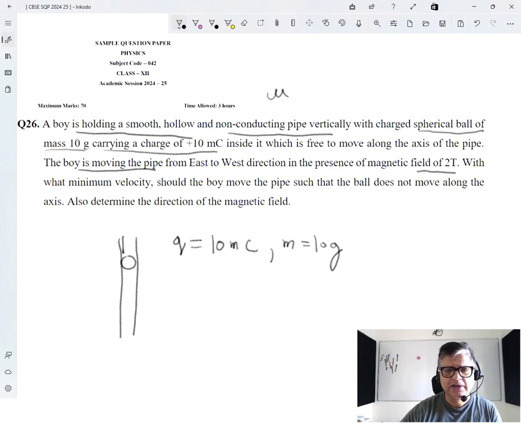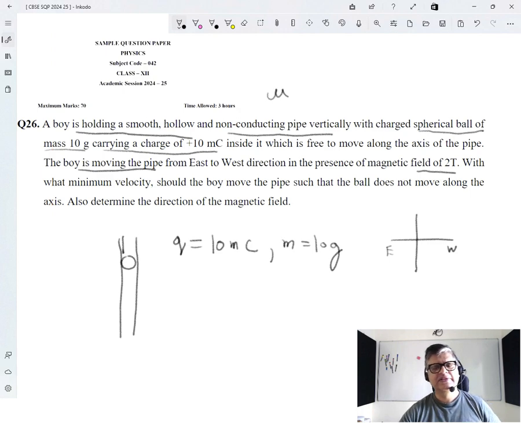So if I draw this diagram, this is east to west. The boy moves with the help of the pipe. If the pipe is in the hand of the boy, this is your pipe, and the boy is moving from east to west. This is my east and I'm moving towards west. This is my vertical pipe. It has a spherical ball inside it.